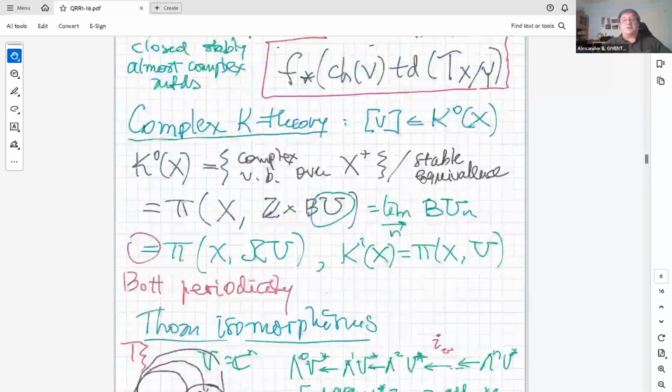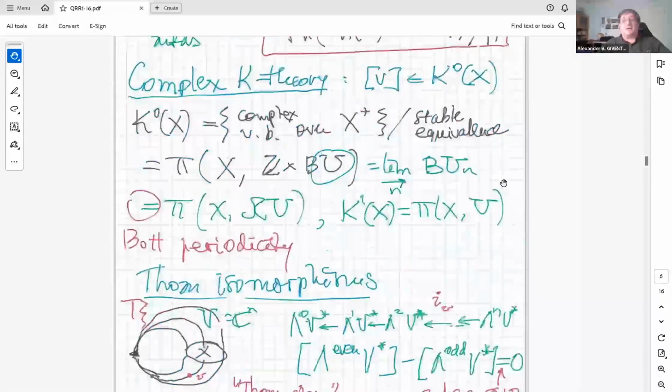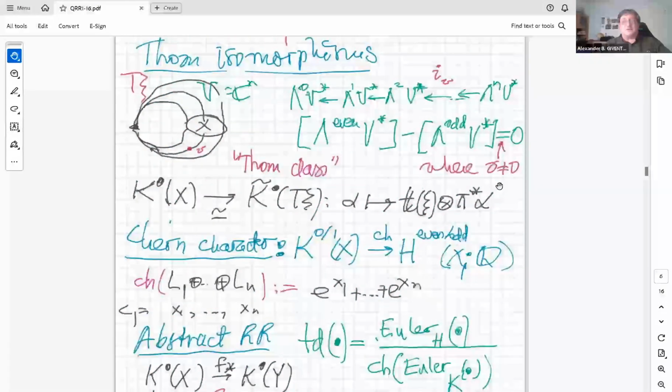And the Todd class, what's here? It is the relative tangent bundle. It means the tangent bundle of X minus the pullback from Y of the tangent bundle of Y by F. So once again, it's the tangent bundle of X minus the pullback by F of the tangent bundle of Y. If there are fibrations, then it means that it is the tangent bundle to the fibers. So it's a relative tangent bundle, and Todd is some characteristic class of that bundle.